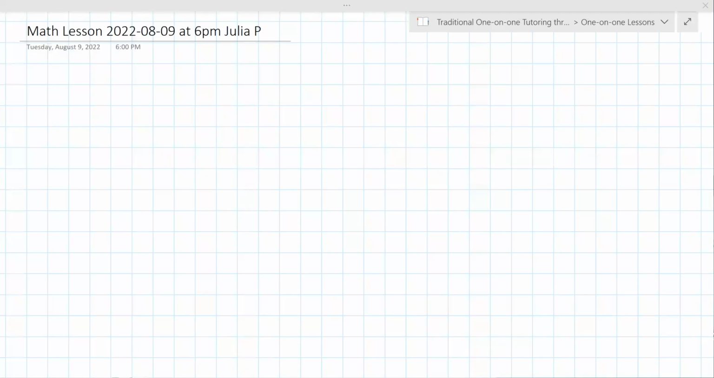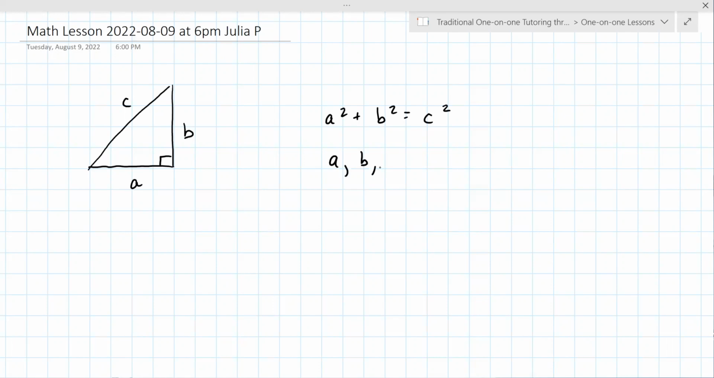Here we go. Okay, so I'm going to draw a right triangle, and you know that if this is little a and this is little b and this is little c, the Pythagorean theorem is a squared plus b squared equals c squared. And in terms of values for a, b, and c, in standardized tests, they tend to use Pythagorean triples. And these are the numbers that are nice.